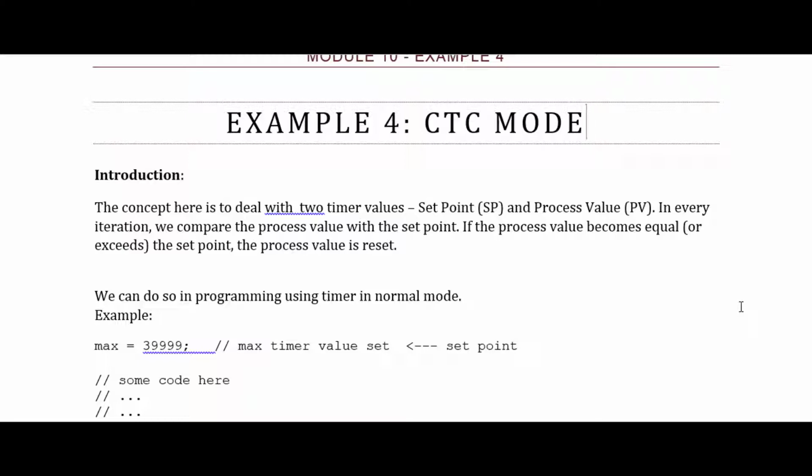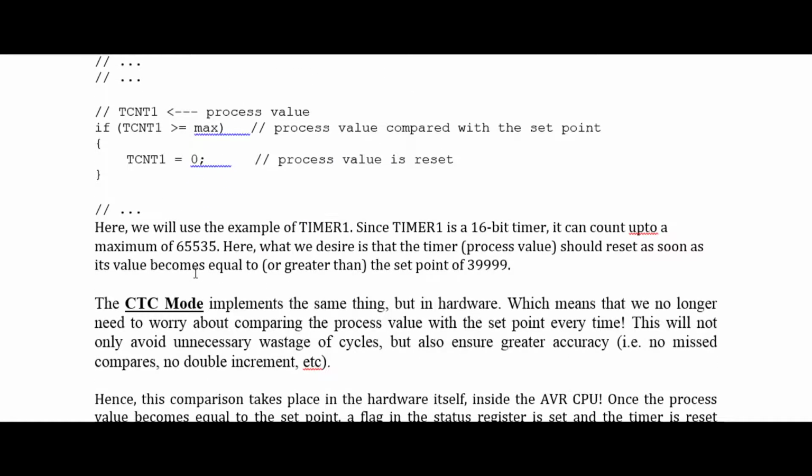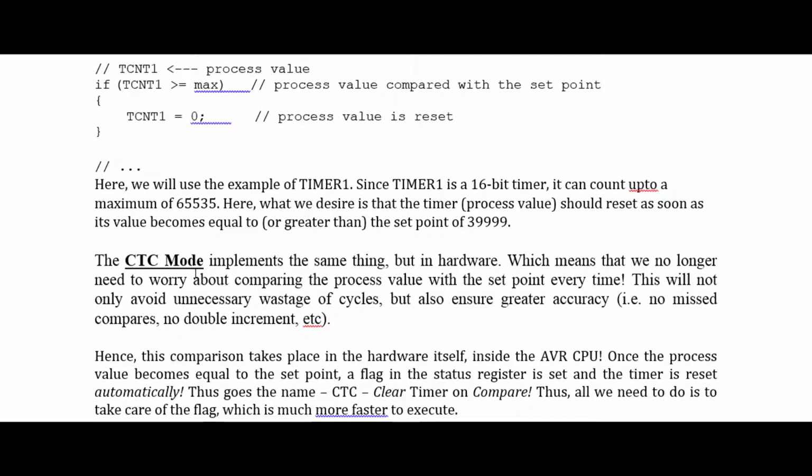So we have 2 points, the set point and the process value. In every iteration, the microcontroller will compare the process value with the set point. If the process value becomes equal to or exceeds the set point, the process value is reset. Previously, we did this manually. So we check if TCNT 0, 1 or 2, according to which timer we are using. Let's say we are using timer 1. We compare, and if it's reached, we do some action and reset the value. We will do the same using the CTC mode.